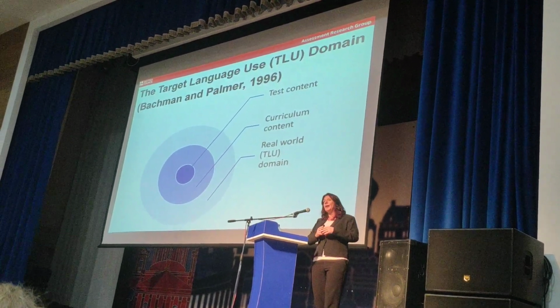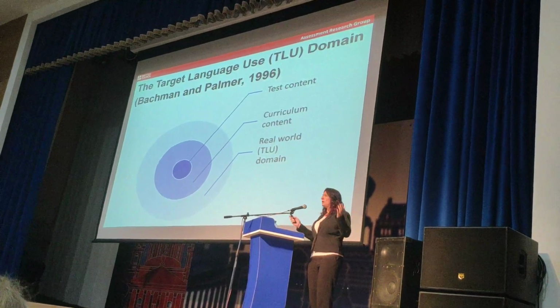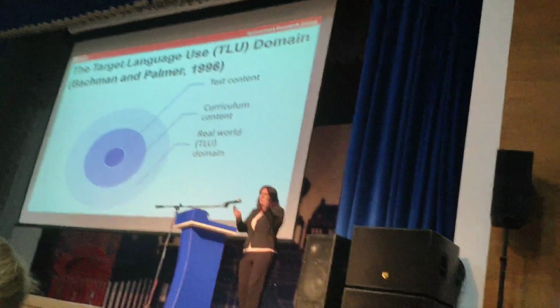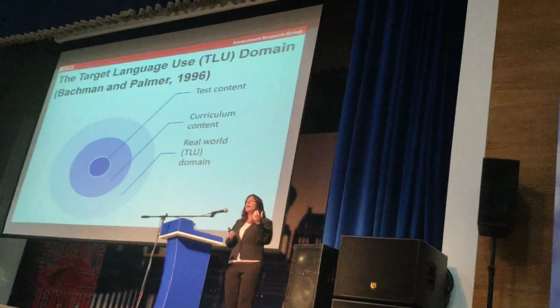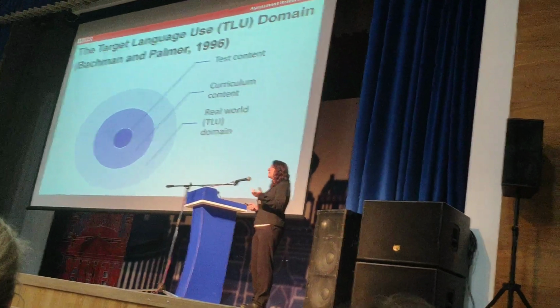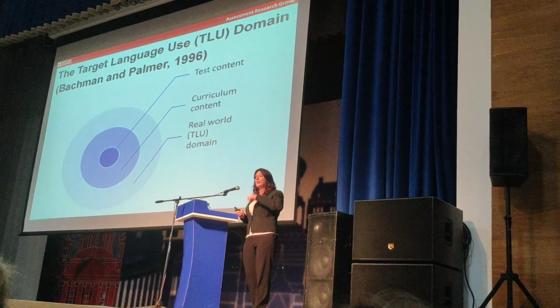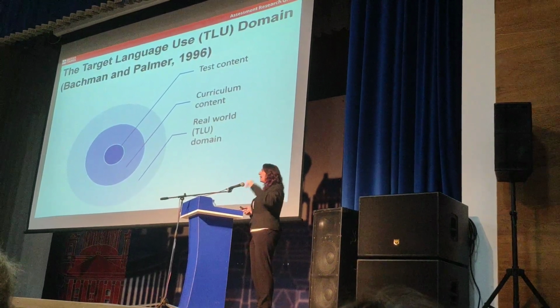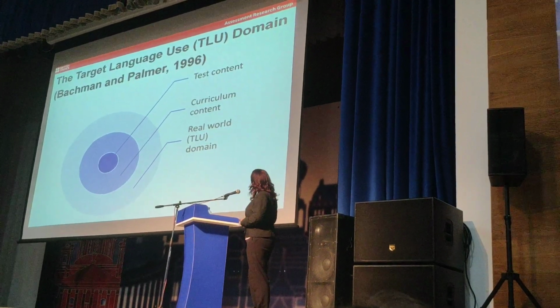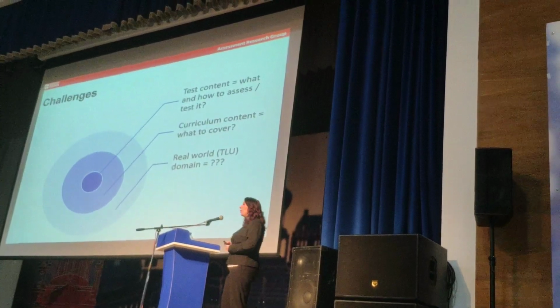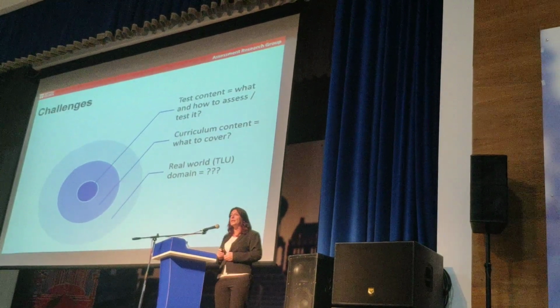But of course, we have like a semester or a year to teach the curriculum. We don't have a semester or a year to test them, so we have to narrow it down even more and choose a selected representative portion of the content that represents the TLU domain, represents the curriculum content, and that's what we test on. So that's why we've got the little circle in the middle there. But how do we figure out what all of that means?